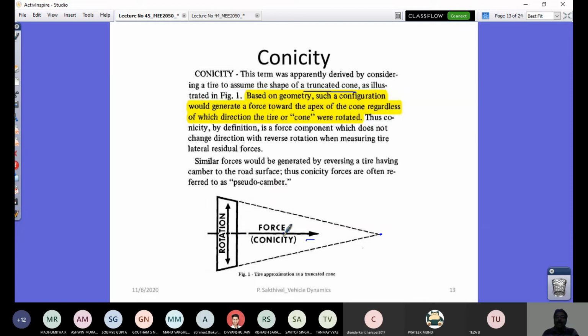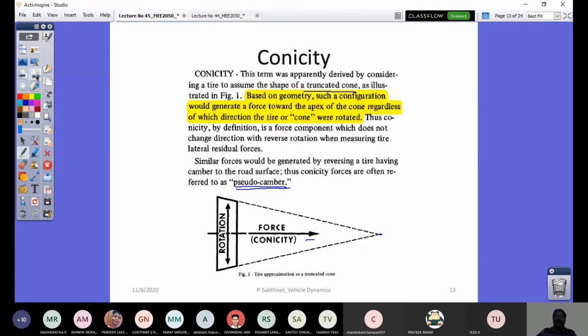Since you have the side force, this is called pseudo camber. It is called a pseudo camber because of the conicity effect. So the tire is turning, not going in a straight line, when you freely rotate the tire-wheel. It's because of the inherent nature of this conicity effect, right?